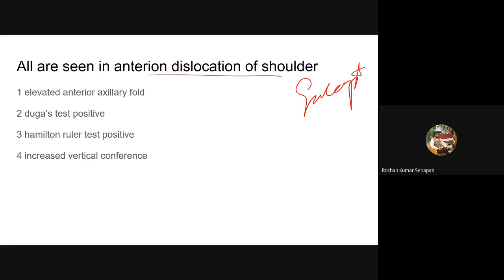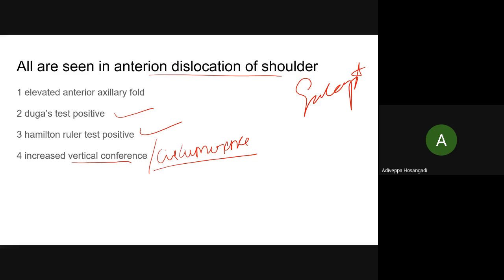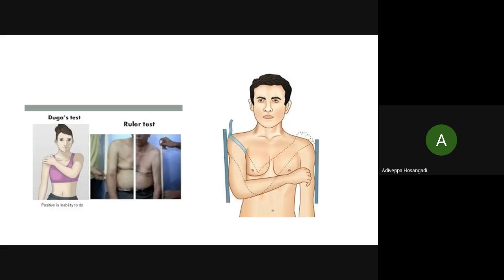Sir, increased vertical circumference. Dugas test, yes. Hamilton ruler test, yes. Increased vertical circumference, there is a typo here. It is circumference. Okay, there is a typo error. Increased vertical circumference is found in dislocation. Anterior axillary fold is not elevated. It is lower. I'll show you a diagram for that. You'll remember. Okay, this is what I wanted to show.